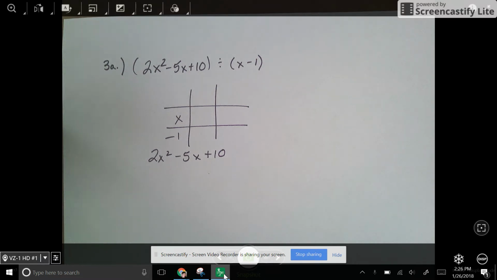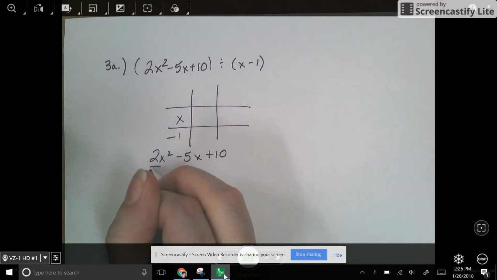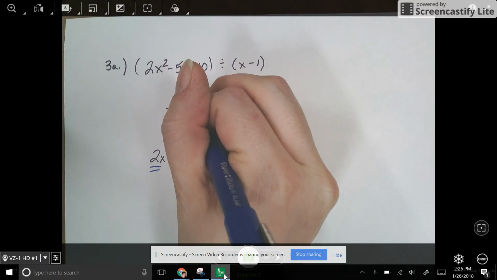The focus of this problem really was more about the idea of it, whether or not a divisor was a factor. But in order to figure that out, we have to do the division. So I'm going to do that first. So we set it up. Our first term always goes right here next to the first term in the divisor.